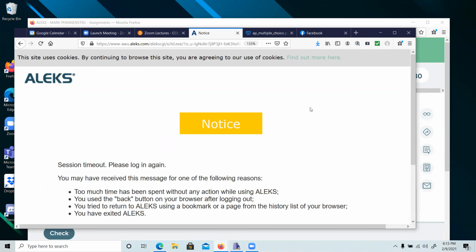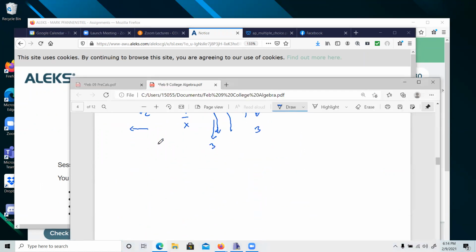Log me out. Okay. But we had circles, we had distance, we had midpoint. Okay, so let's see here. We had circles. We have distance. Midpoint. Okay, we have function notation. We have linear.